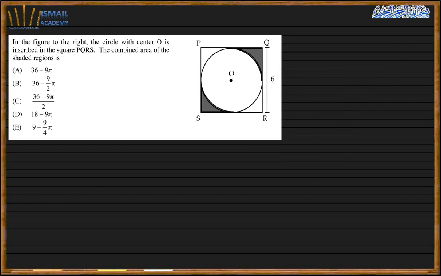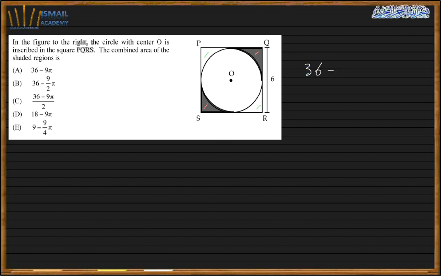In the figure to the right, the circle with center O is inscribed in the square. The combined area of the shaded region is, so we're talking about this area and this area. So if I take the area of the square minus the area of the circle, it is going to give me the region of those two. The area of the square is 36. What's the area of the circle?